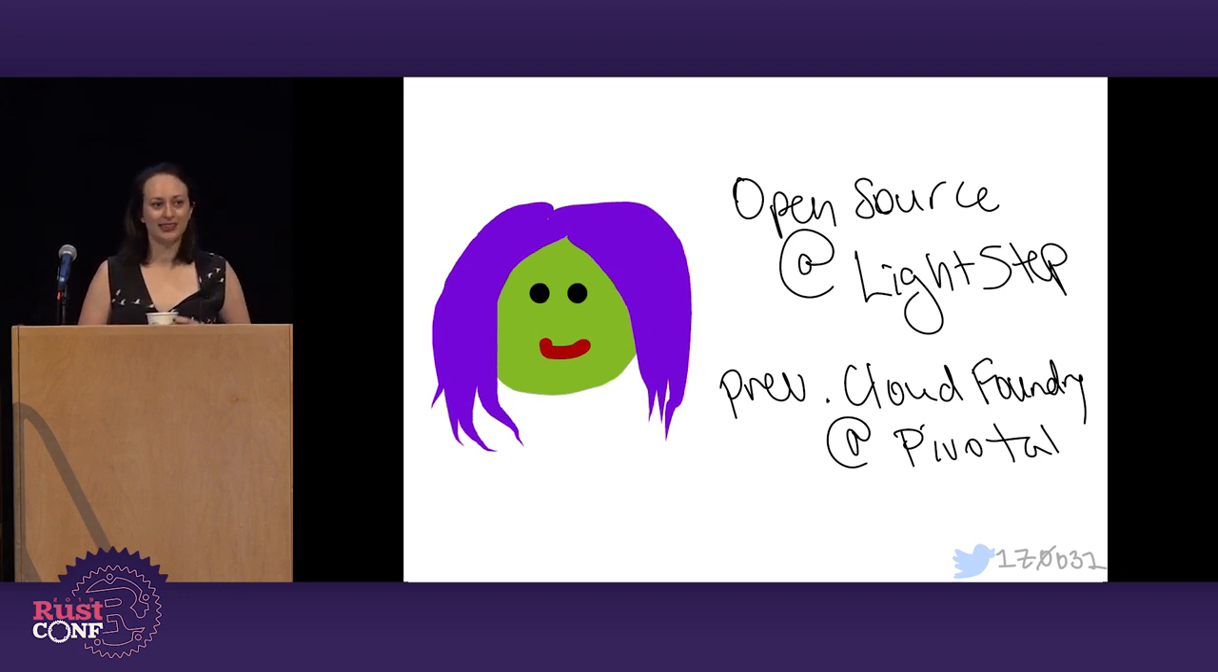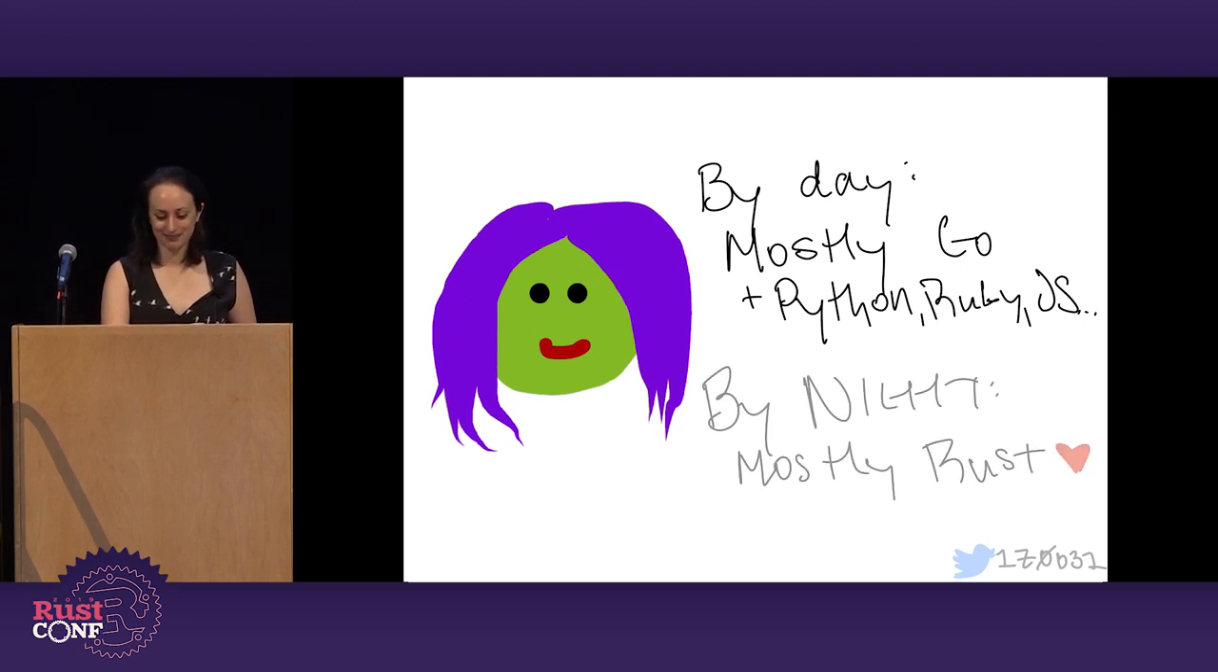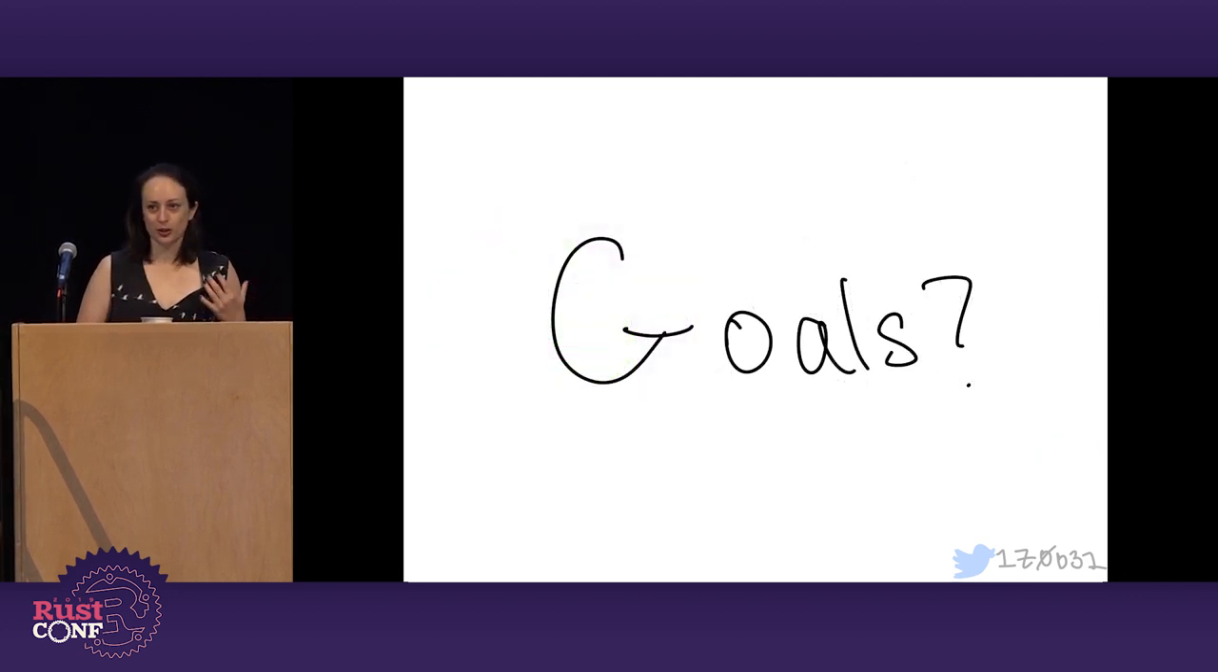So who am I? I work on open source, mostly OpenTelemetry at Lightstep these days. I used to work at Cloud Foundry at Pivotal. So I mostly do Go by day, also some Python, Ruby, JavaScript, done a bunch of whatever is kind of necessary. A lot of Bash, turns out, often is what's necessary. But by night, Rust is where I'm happiest. Also get to maybe do a bit at work and hopefully more soon, but mostly Go these days at work, or text, because specs.